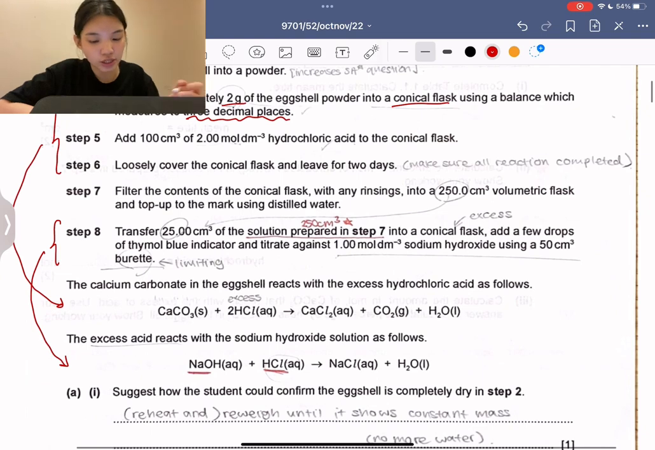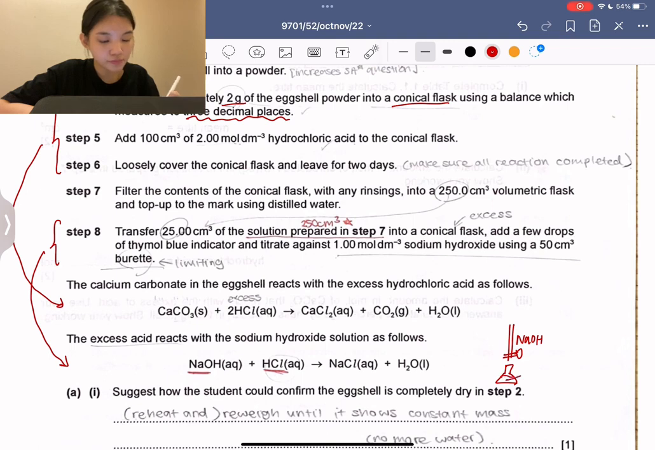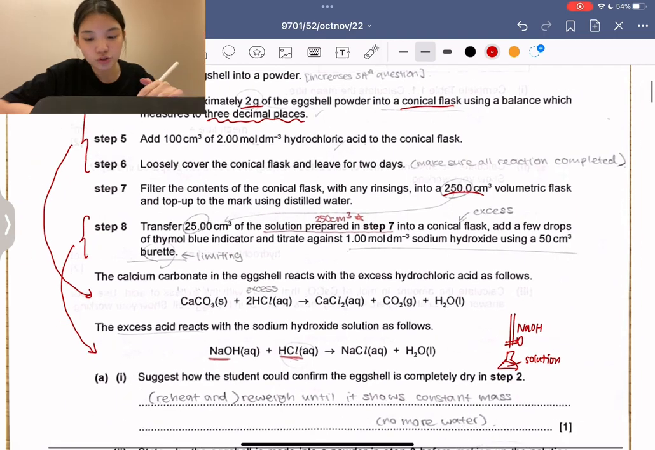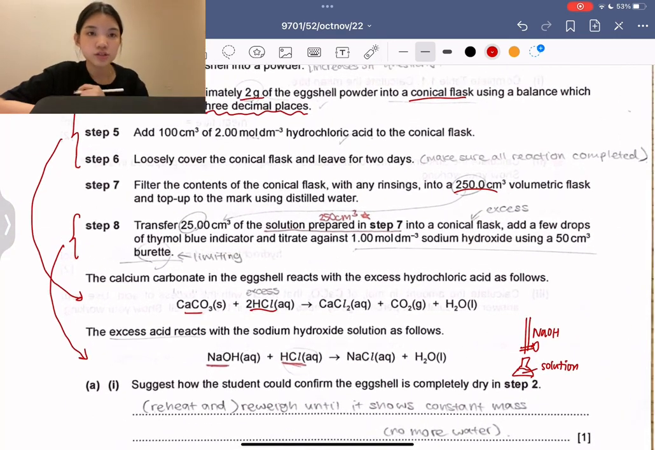So in the titration, the one that's going to be in the burette is NaOH. The one that's going to be in the flask is the solution. The solution consists of what? It consists of 25 cm³ of the previous 250 cm³ volume of unreacted HCl.